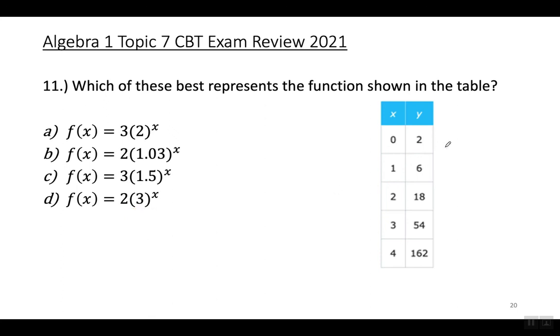So again, the number that you're multiplying by over and over again is what you put for B, and the initial amount is when x is 0, what is y? That number right here is the initial amount that goes right there.